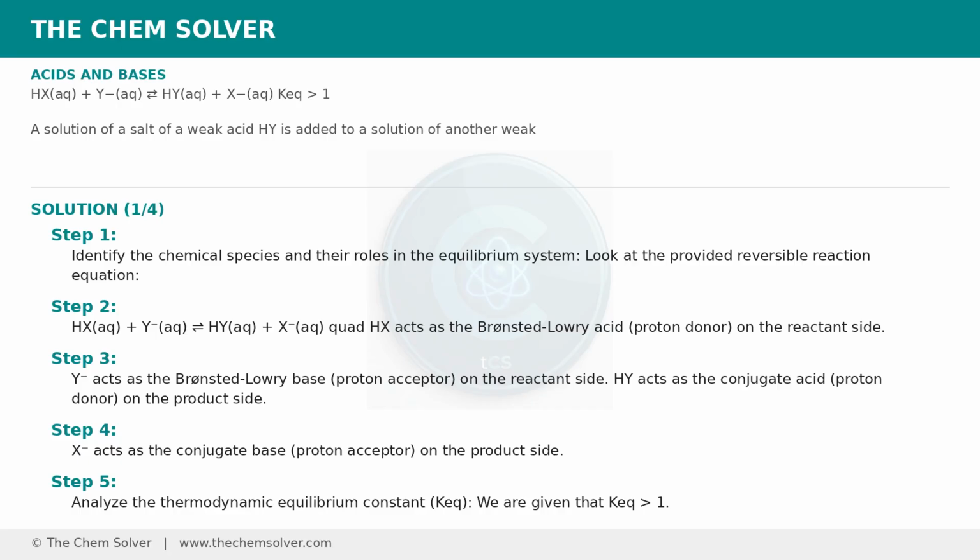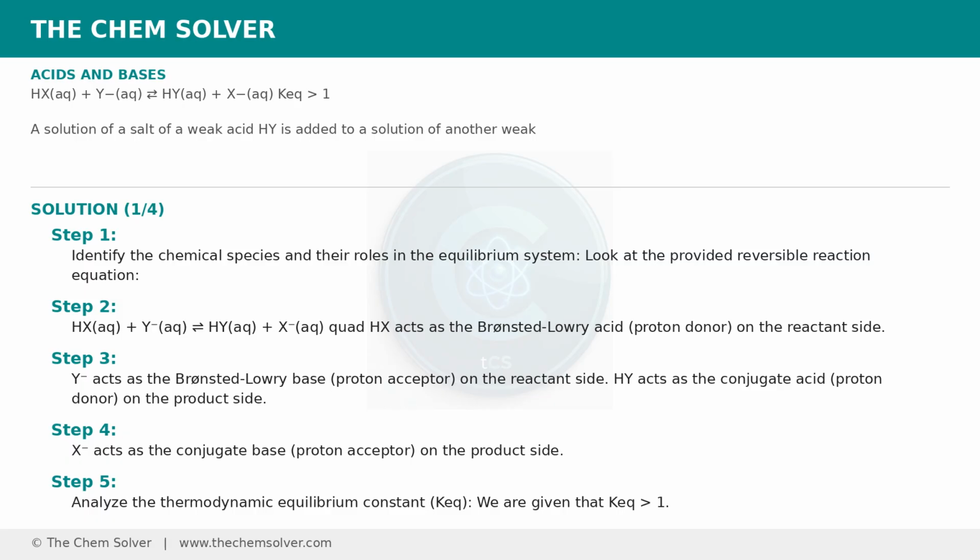Identify the chemical species and their roles in the equilibrium system. Look at the provided reversible reaction equation. HX plus Y⁻ is in equilibrium with HY plus X⁻. HX acts as the Brønsted-Lowry acid, proton donor, on the reactant side.